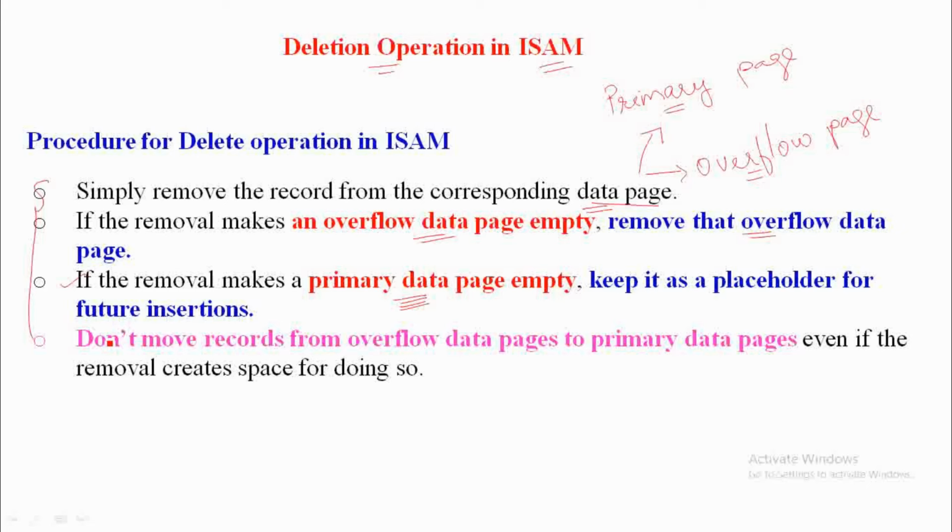As well, don't move any of the records from overflow data pages to primary data pages, even if that removal creates space for doing so. Whenever a record is removed from a primary data page, and that primary data page becomes empty, the records from overflow pages should not be moved to the primary data page. So these are the points to be followed while deleting a record from an ISAM tree.